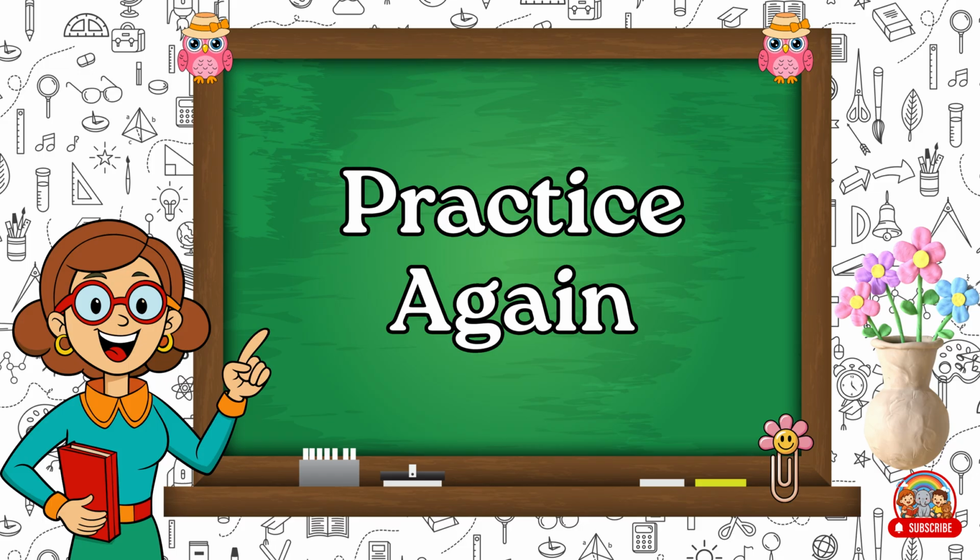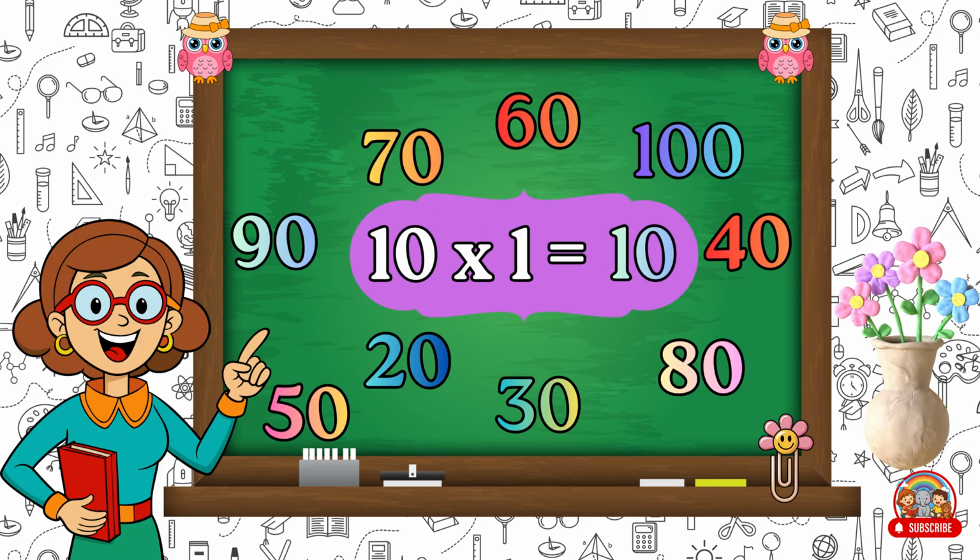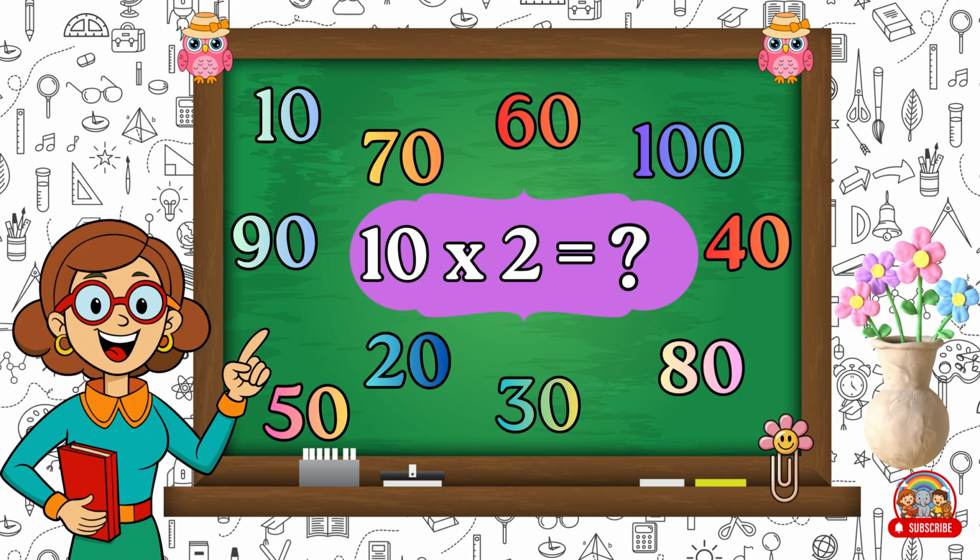Now let's practice again. Choose the number and tell me the answer. 10 ones are 10. 10 twos are 20. 10 threes are 30. 10 fours are 40. 10 fives are 50.